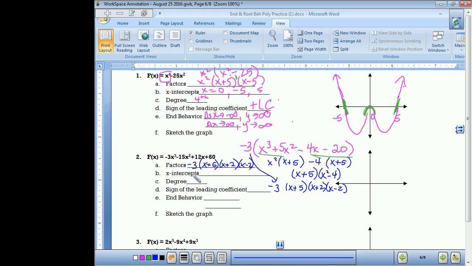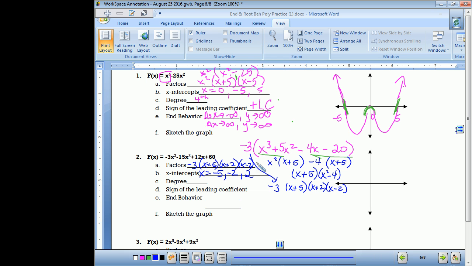Alright, there's no x with that negative 3 though. It's just a number. So it doesn't give me an x-intercept. I only get x-intercepts where there's x's. So my first x-intercept is negative 5, 0. My next one is negative 2, 0. And my last one is 2, 0. So I've got x-intercepts at negative 5, negative 2, and 2.